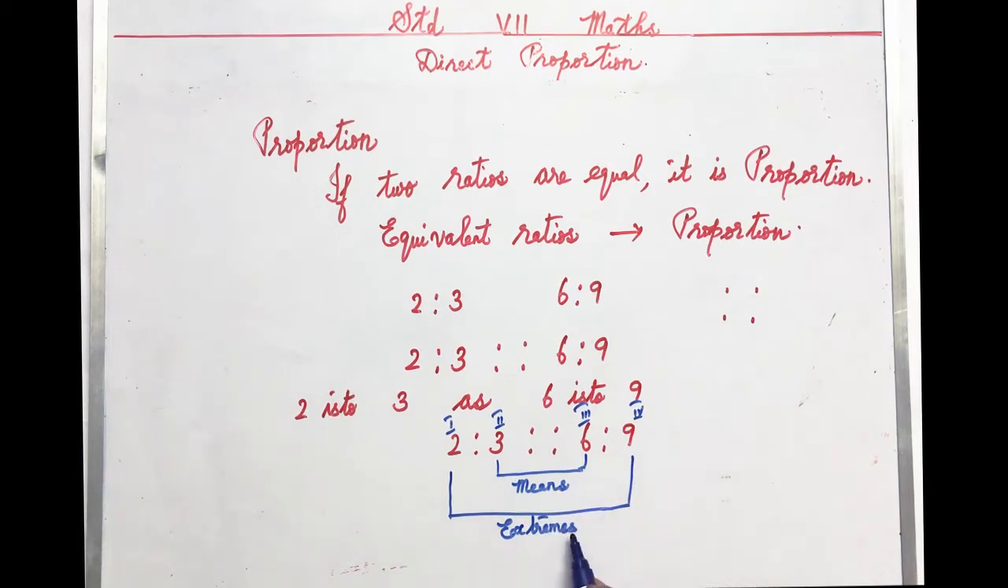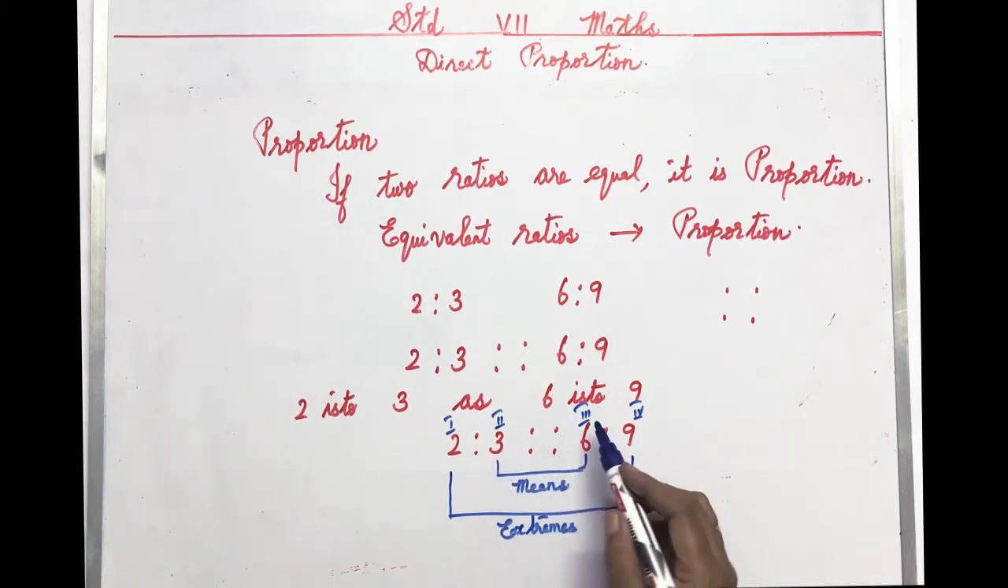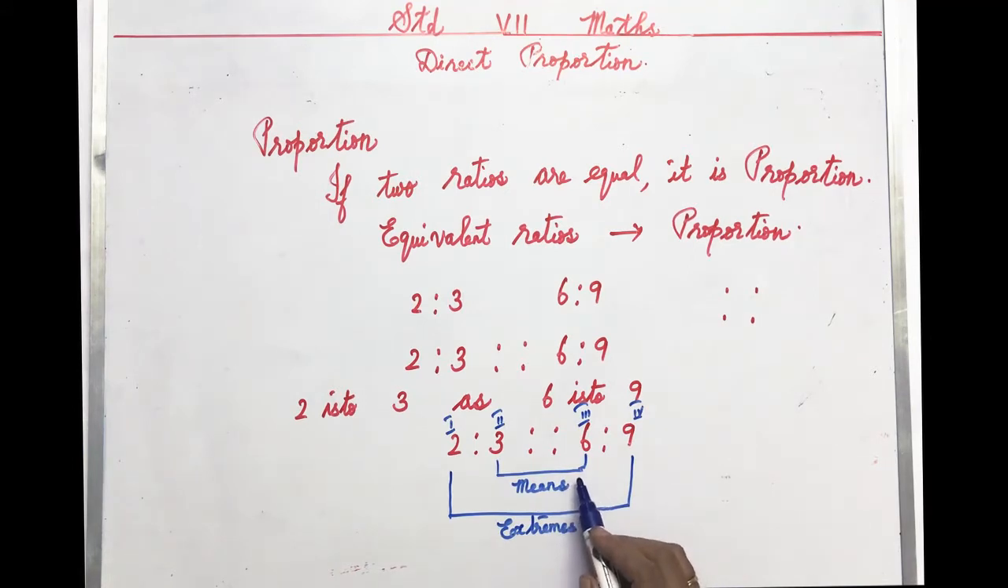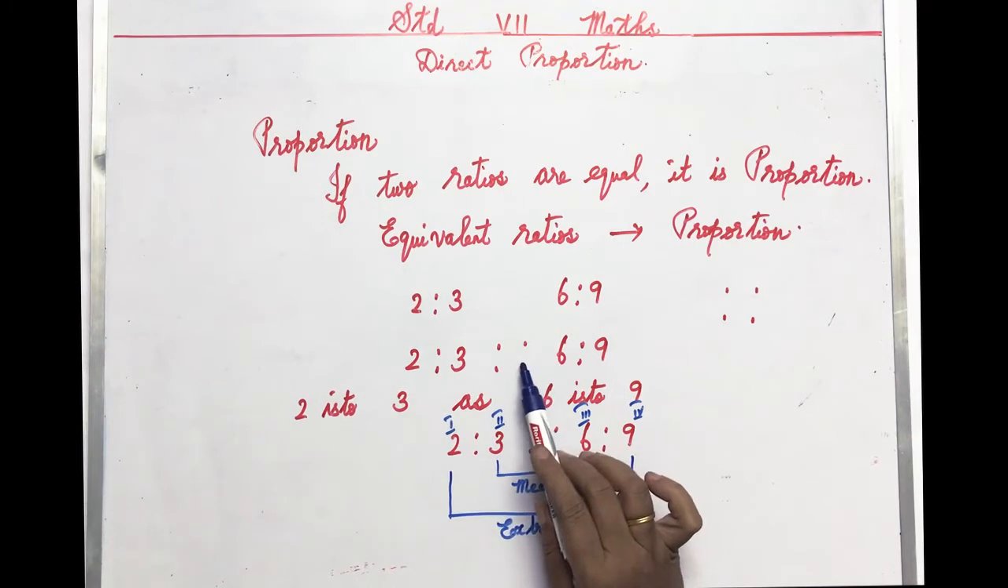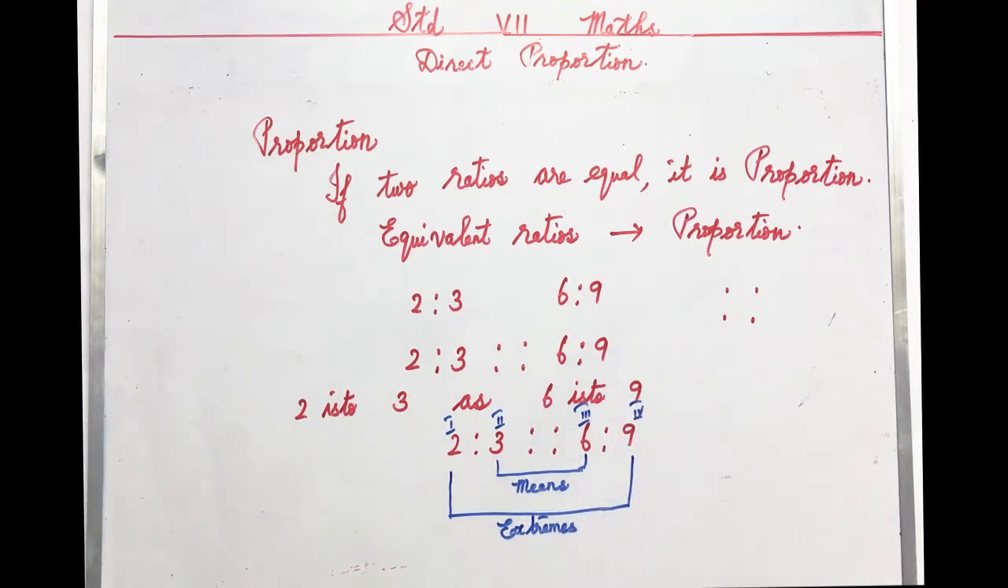First and fourth are called as extremes. Second and third terms are called as means. So how will you read this proportion, 2:3 as 6:9? Now to find out whether these two ratios are equal or they are in proportion, there are 3 methods we shall see now.